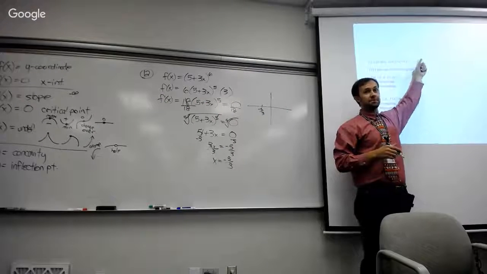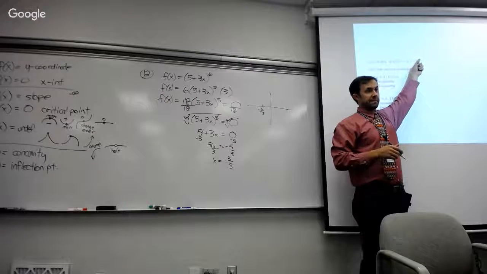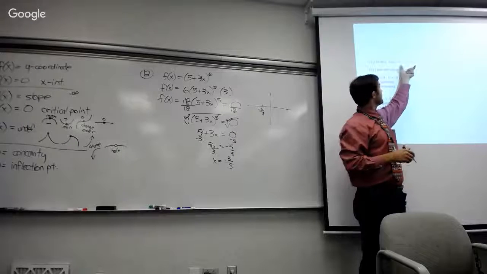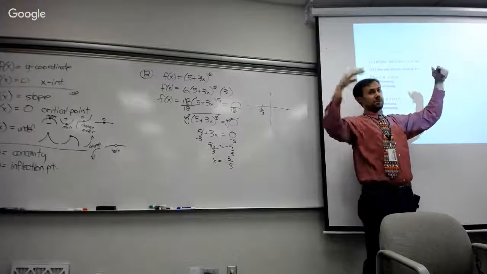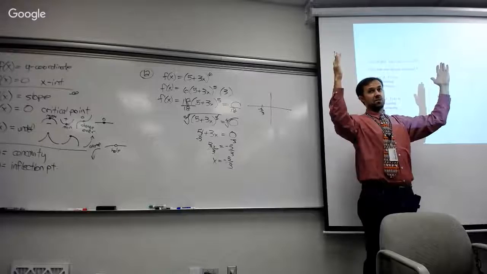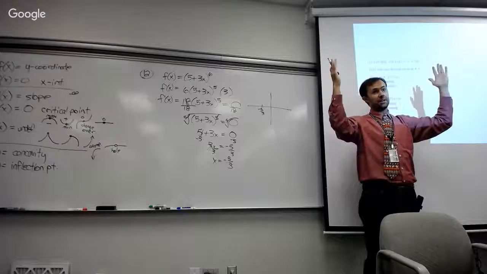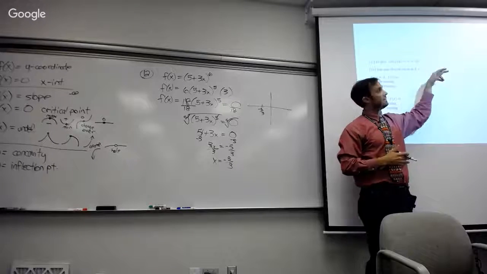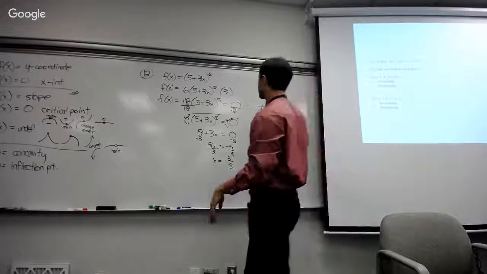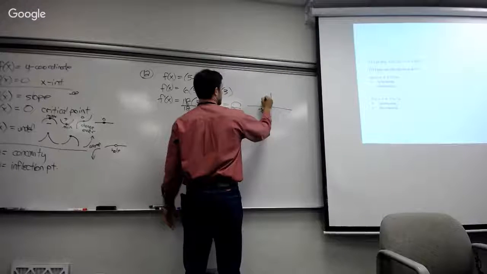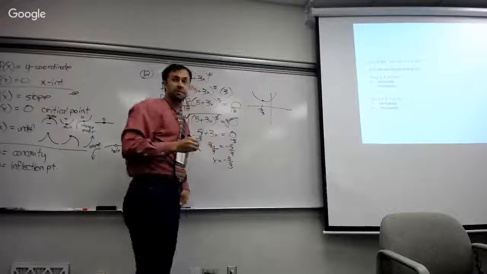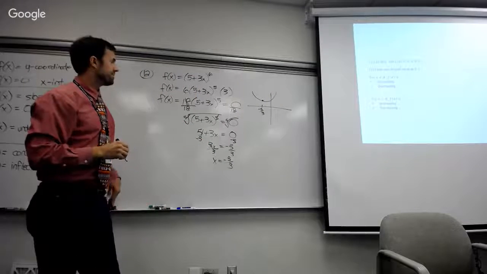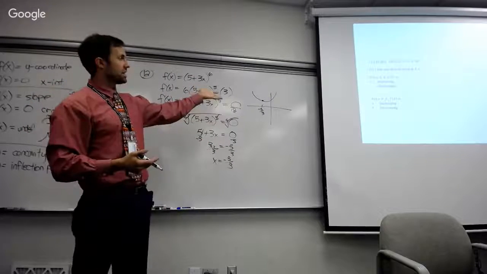It's something to the power of 6. Anything to an even power, like something squared, is a parabola. And something to the 4th power is a parabola. Something to the 6th power is a parabola. Anything to an even power is a parabola. So what does our graph actually look like? Some sort of parabola.